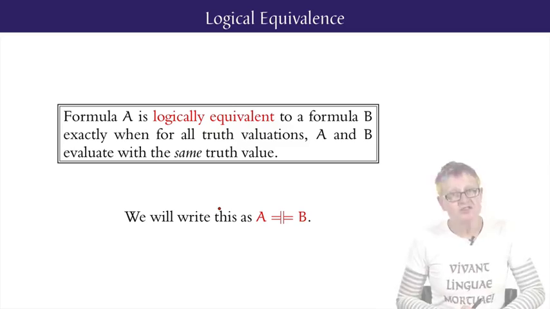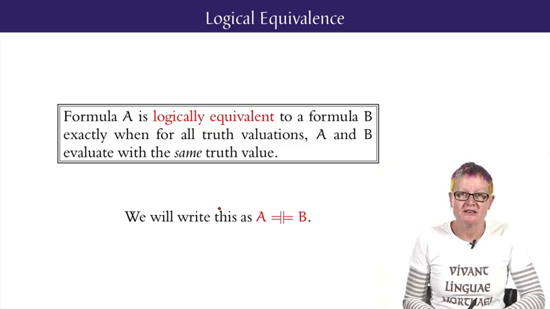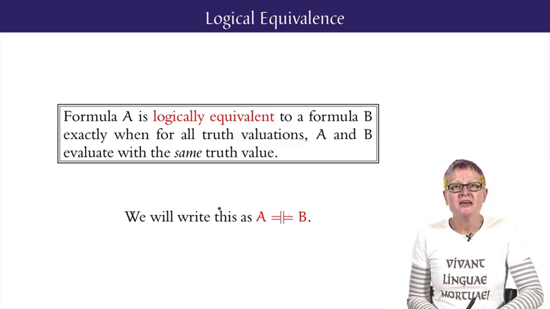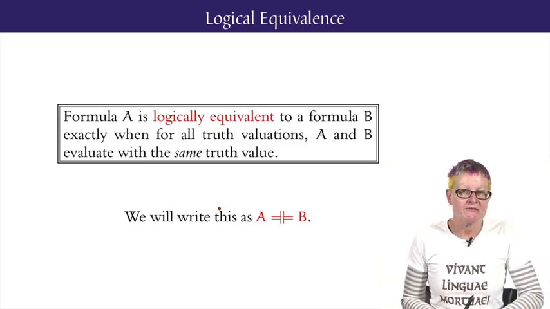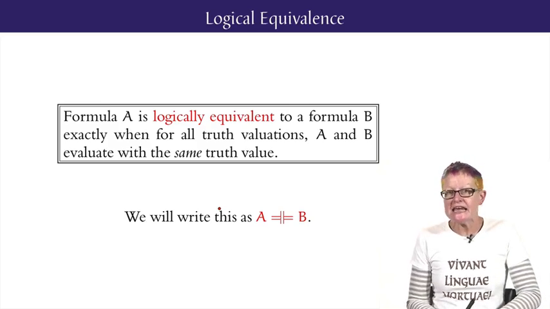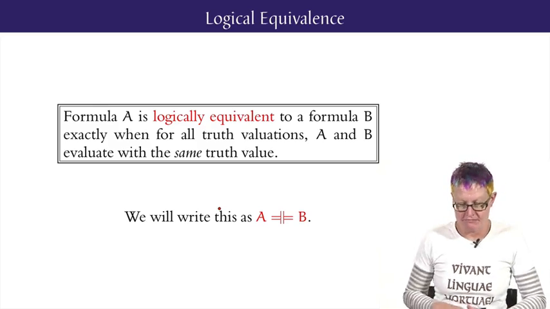The bidirectional two-way version is called logical equivalence. Formula A is logically equivalent to B exactly when, for all truth valuations, A and B evaluate to the same truth value. The symbol used here is the forwards-backwards two-way double turnstile.